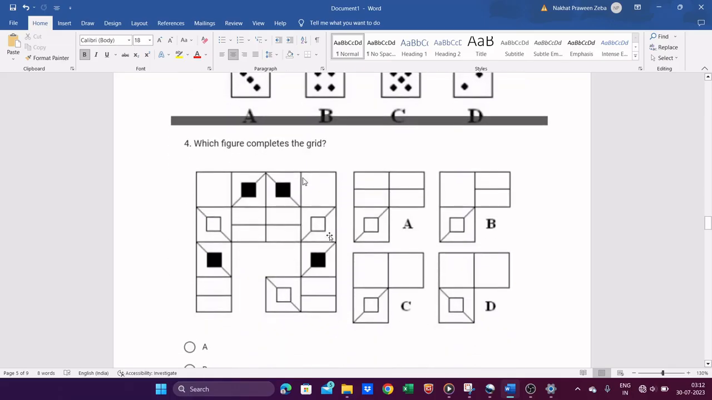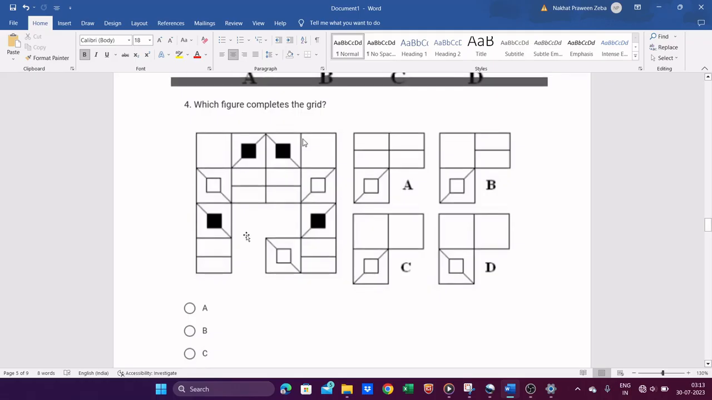Next one is which figure completes the grid, which one can be filled in this blank. So see, if you can see here, this one is this and this, so it is filled and opposite direction. Here also opposite direction.